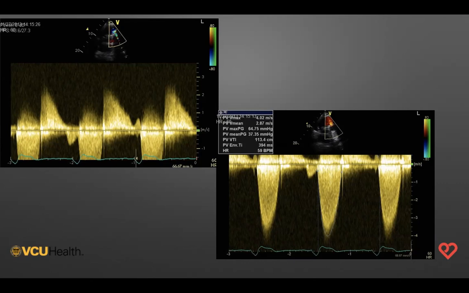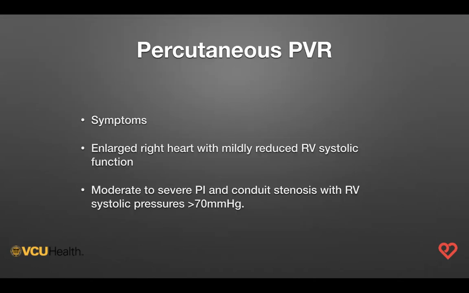The reason that the ventricular septum is midline is because this patient has both PI and PS, giving that septum that look. So because this patient is having symptoms and the RV is enlarged, there is reduced RV systolic function, there's moderate to severe PI and conduit stenosis with an RV pressure of greater than 70 millimeters of mercury, it was recommended that he undergo percutaneous valve-in-valve placement.